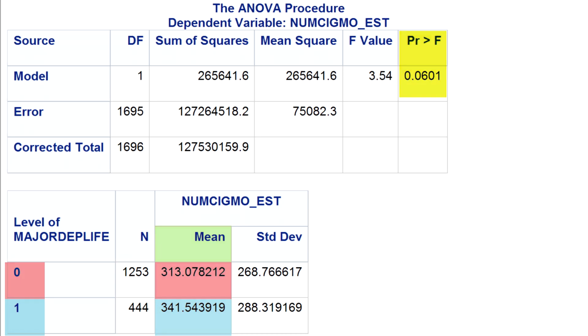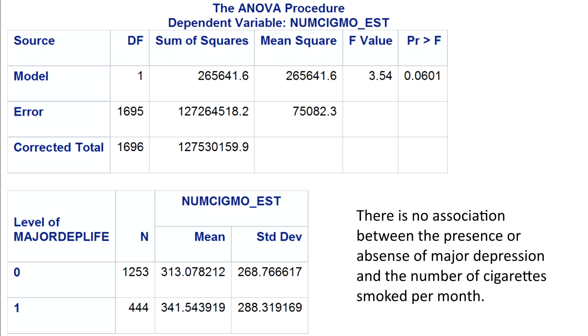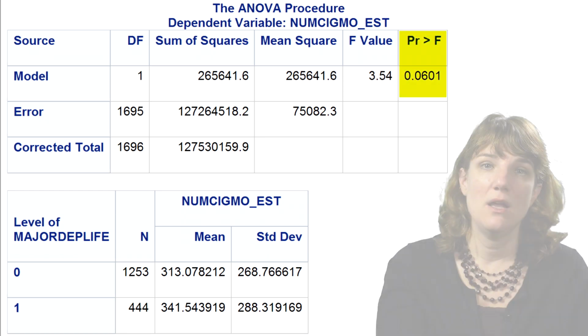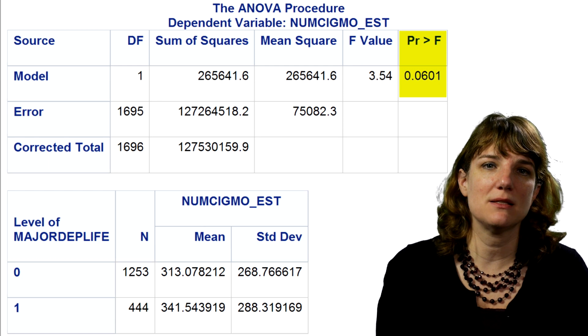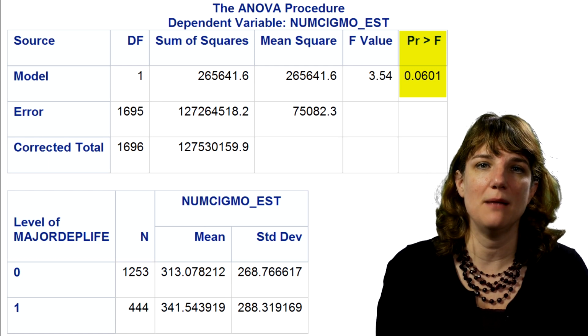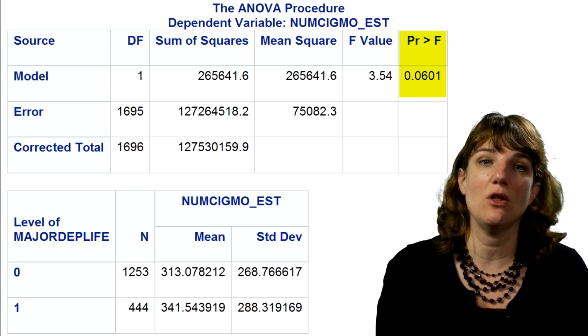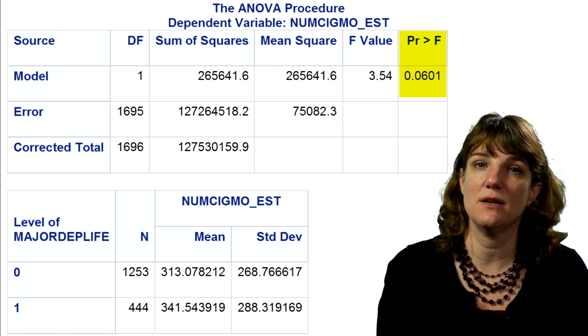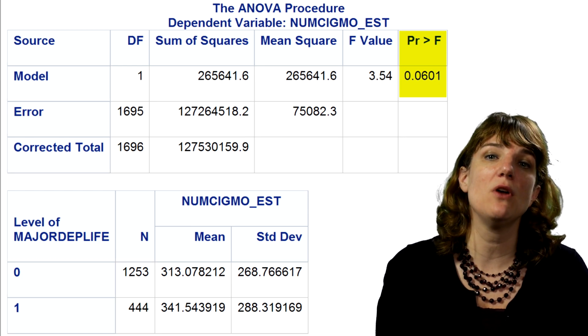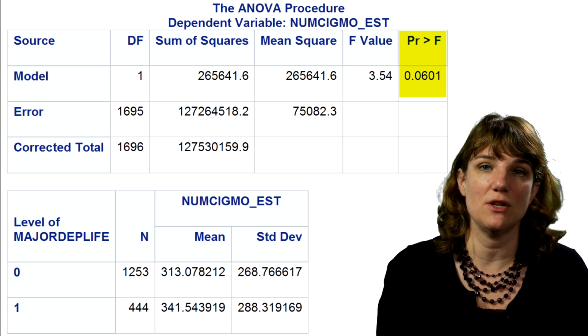Because the p-value is greater than 0.05, actually 0.06, we must accept the null hypothesis and say that these means are statistically equal, and that there's no association between the presence or absence of major depression and the number of cigarettes smoked per month among young adult smokers. If I chose to reject the null hypothesis, I would be wrong 6 out of 100 times. And again, by normal scientific standards, this is not adequate certainty to reject the null hypothesis and say that there is an association. Instead, we're going to accept the null hypothesis and say that there is no association.